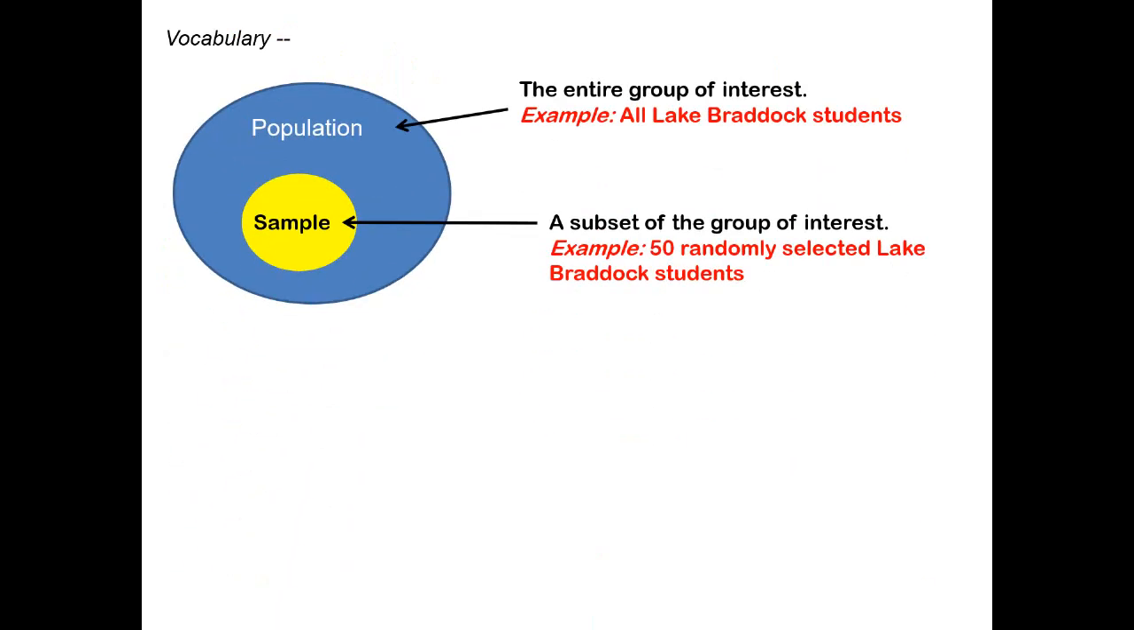So a little vocabulary before we get in. We have population, which is really the group that we're trying to learn something about. It's the group that we're trying to study, basically. An example of that might be all of the students here at Lake Braddock, whereas a sample is a few people selected from that group of interest, usually the ones that we actually collect data on. An example of that might be 50 randomly selected Lake Braddock students. Whether those students are randomly selected or not randomly selected, they would still be considered a sample. It's just one would be a biased sample and the other would be a less biased sample.